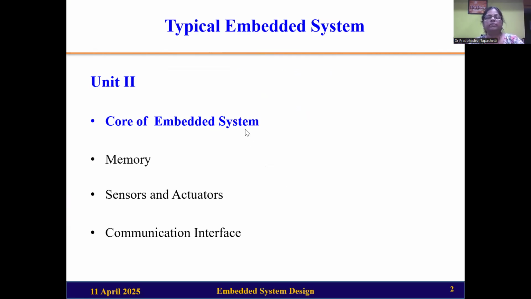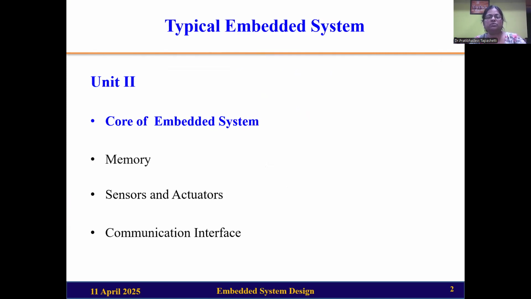So what is the core of the embedded system? You all know already. It is going to be sensors and actuators and the communication interface between the sensors and actuators. In between, to store or save some of the information, some of the data, we need a memory. So totally the core of an embedded system is going to be the memory, sensors and actuators, and communication interface.